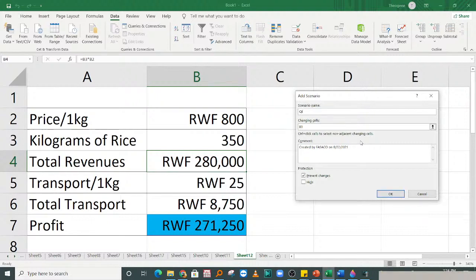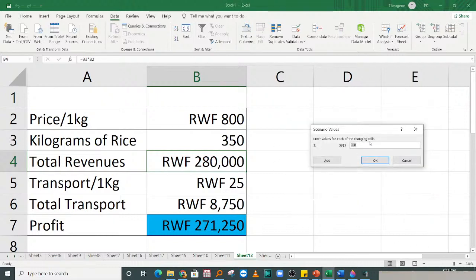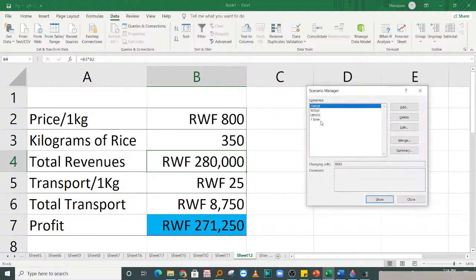1 ton. Okay, 1 ton. Let's say 1 ton. And what would be there? It is 1000. It's okay. Then what would be for 1 ton show?